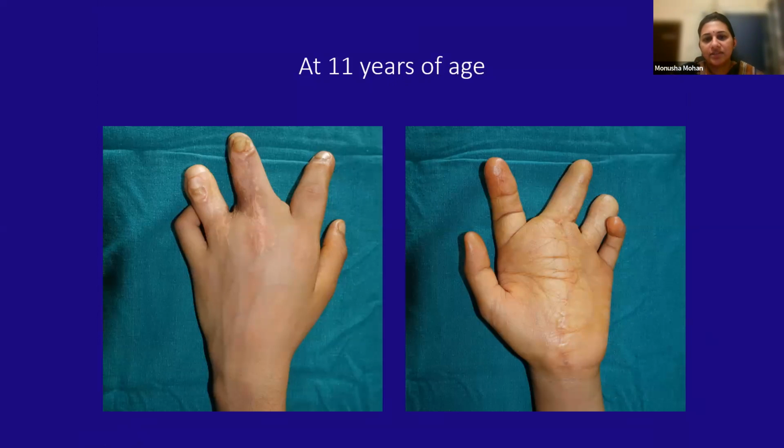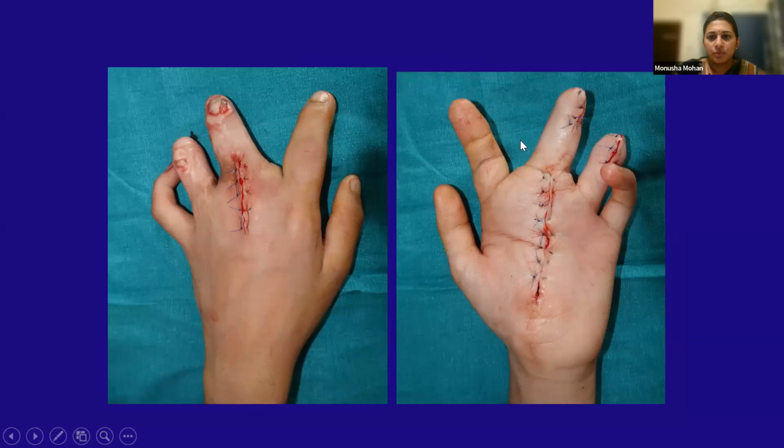A few months ago, she came to us. So she's now 11 years of age. She wanted a little debulking at the tips, and she wanted the palm debulked and the deviated middle finger corrected a little bit. So we did some debulking at the tips and the palm, and at the MCP joint we tightened the tissues, doing some plication of the tissues around the MCP joint capsule.